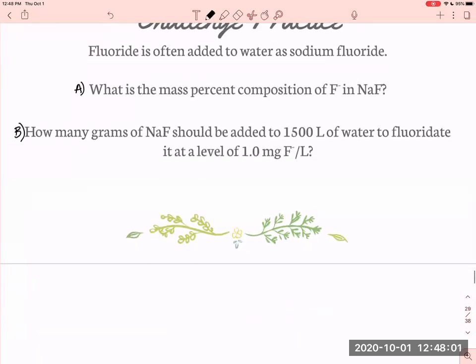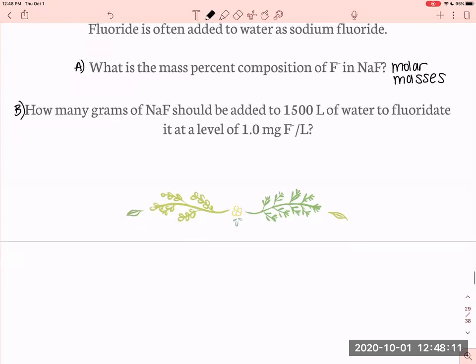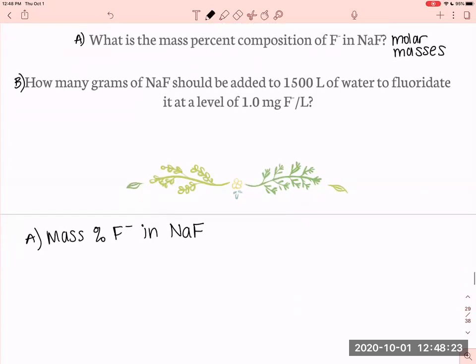And because I'm not given any information for that section, I'm going to use the molar masses. So we're going to use molar masses here because they don't really give us any experimental information. So mass percent of fluoride in sodium fluoride. So make sure that you're not saying mass percent of fluorine because F- is called fluoride.